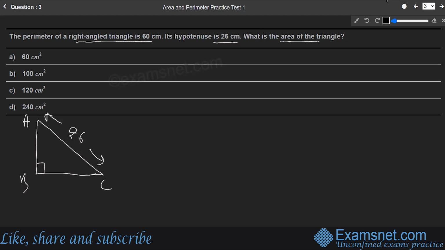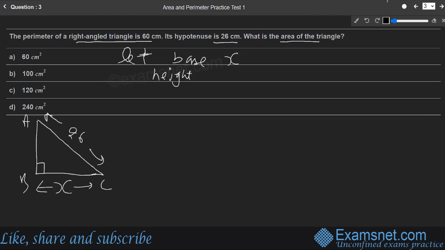Now let us start this question by assuming any of the sides between base and perpendicular, because the hypotenuse is already given. So let's say the base of this right triangle is x. Let us mark the base here. This is x. Then what should be the perpendicular, or what should be the height?